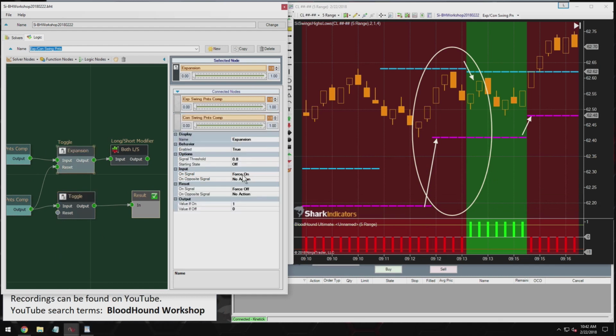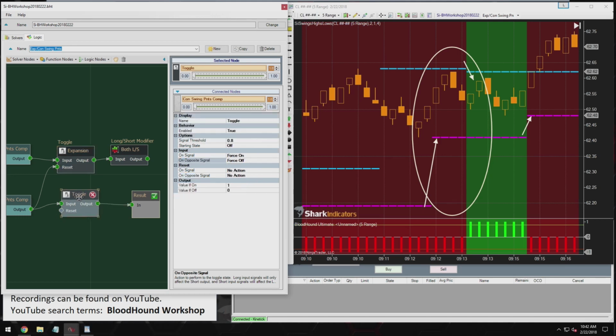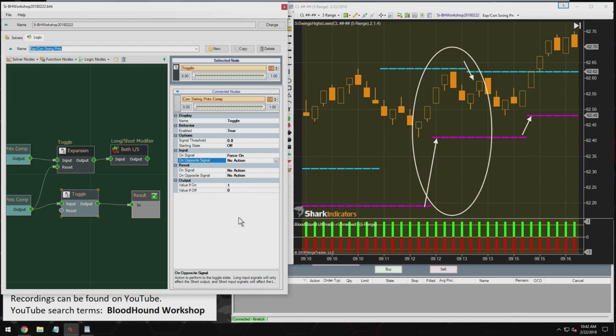And we're going to copy the settings here. So if we look at this toggle node up top, we're going to copy the settings here. So the input here, I have no action set for opposite signals. So let's go to this toggle node down here. Opposite signals, let's set that to no action.